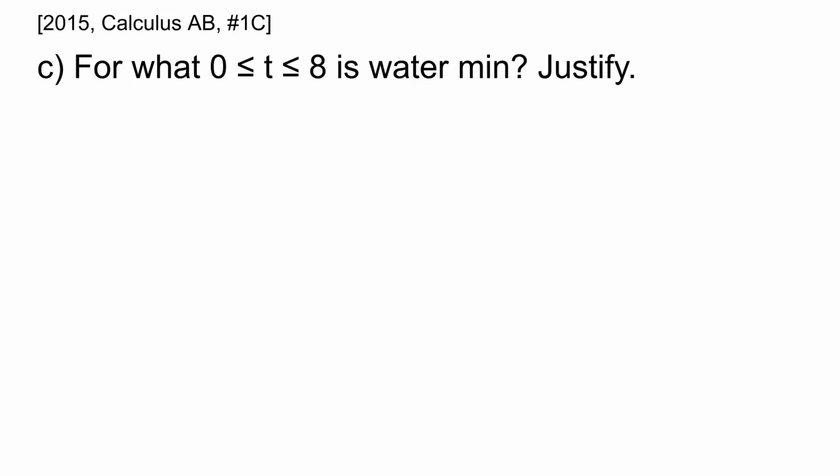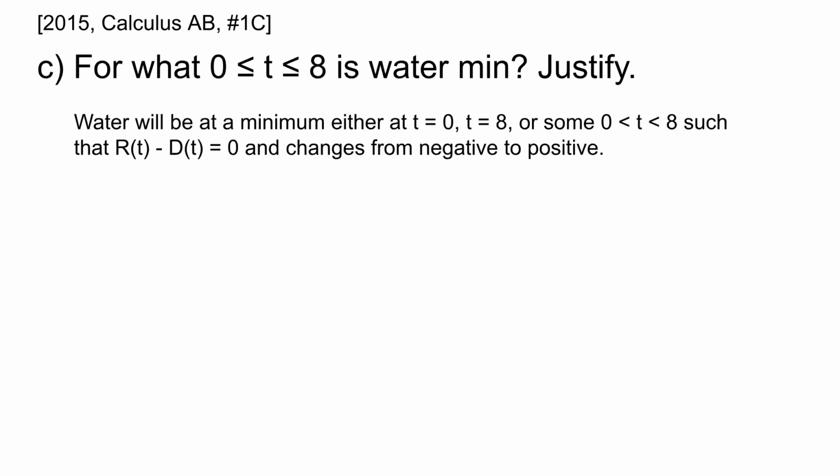In part C of the question, we are asked to determine the time t for which the amount of water in the pipe is at its minimum. Water will be at a minimum either at t equals 0, t equals 8, or some value of t between 0 and 8, such that r of t minus d of t is equal to 0 and changes from negative to positive. On the interval from 0 to 8, this only happens at t equals 3.272.